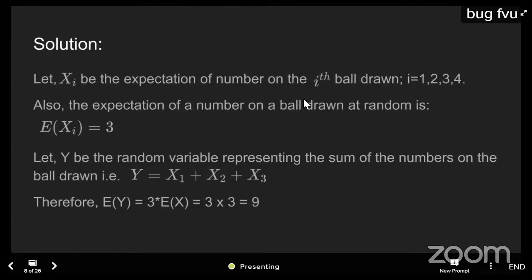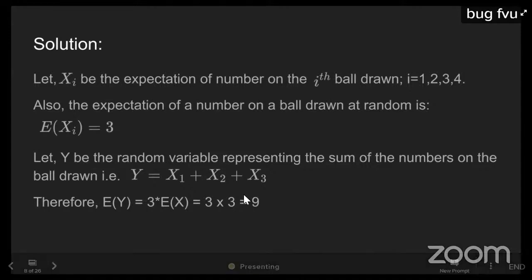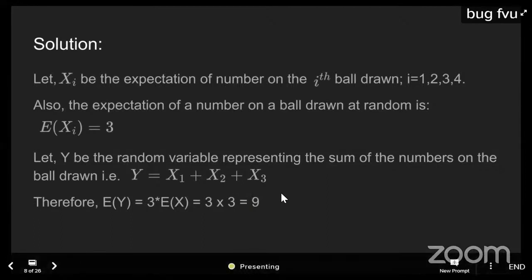Xi be the number on the ith ball drawn. So expectation of Xi is 3, we have already computed, and Y is the sum of numbers on the balls drawn, which is nothing but x1 plus x2 plus x3, which is nothing but 3 times 3, 9. Any doubt in this one? Anyone? Or shall we proceed further?